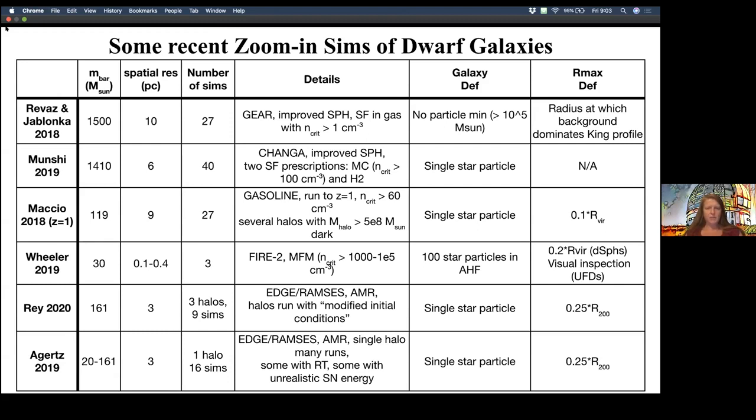These are other challenges that maybe people who don't model this regime and don't push these simulations to the limits of what they're able to achieve resolution-wise haven't thought of: what do we define as a galaxy? Is it a single star particle? Is it 100 star particles? Is it a minimum stellar mass? Is it somewhere in between? And what is then the definition of the extent of your galaxy? Do you find it with a surface brightness profile? Is it just some fraction of the virial radius? Do you do it by visual inspection? I just want to chat a little bit about these challenges. Go forward.